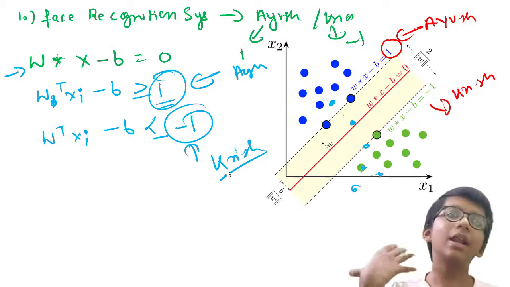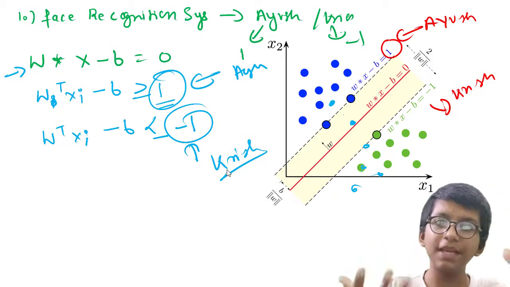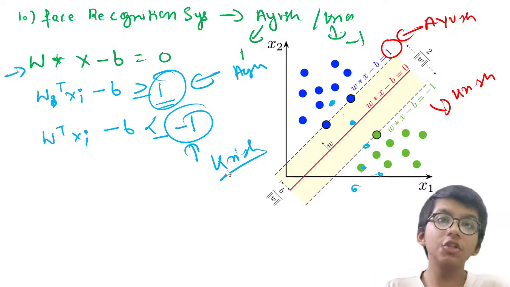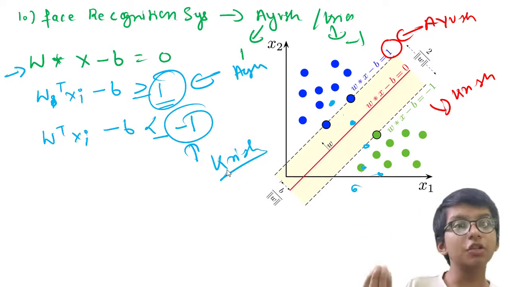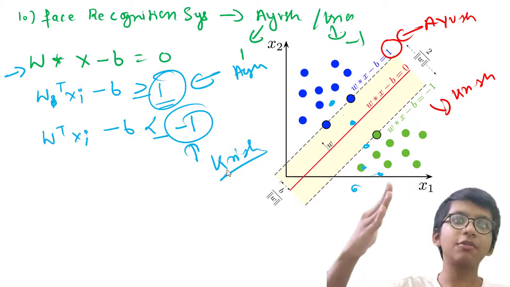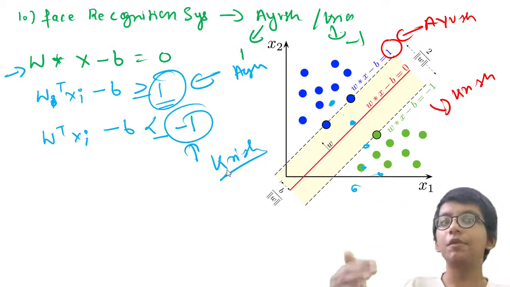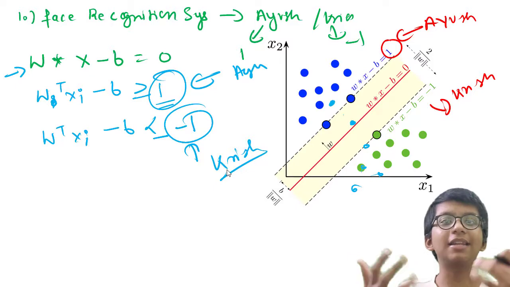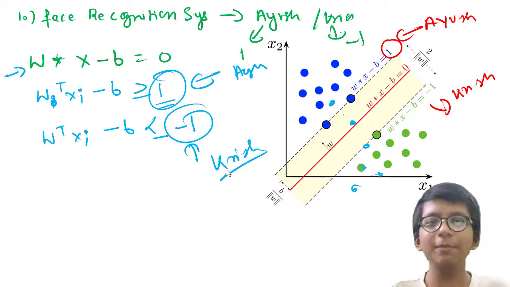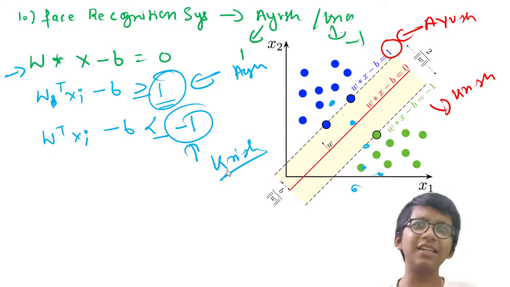So what I've said till now is that we have constructed one hyperplane, W transpose X minus B, and we are making predictions simply by regarding whatever is on or above the hyperplane as 1, which is our output Ayush in this case, and whatever is below as -1, which is Krish. It's a bit easy, I think.